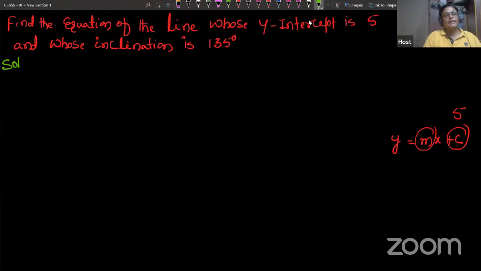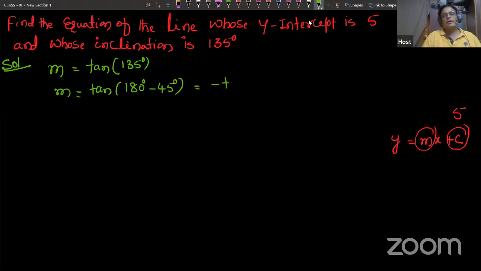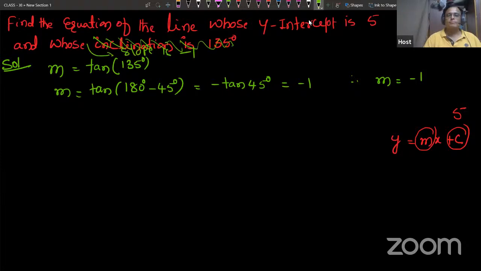M is equal to tan 135 degrees. We can write 180 minus 45, in the second quadrant minus tan 45, and that is equal to minus 1. So finally, indirectly, the slope is equal to minus 1. Now what do we do? The question itself will be modified. Now this inclination we take out, and we write: whose slope is minus 1.